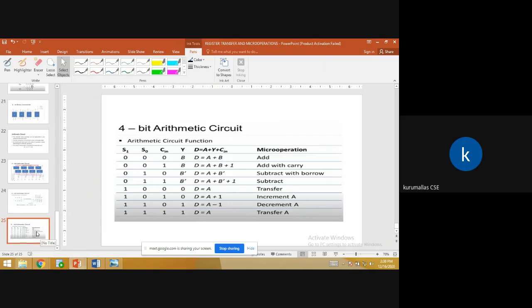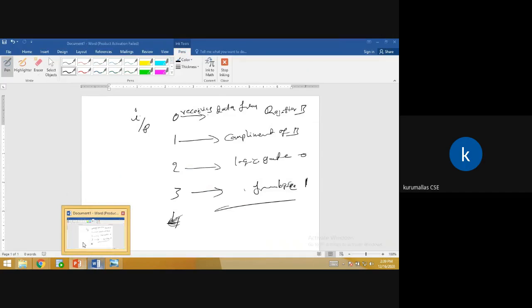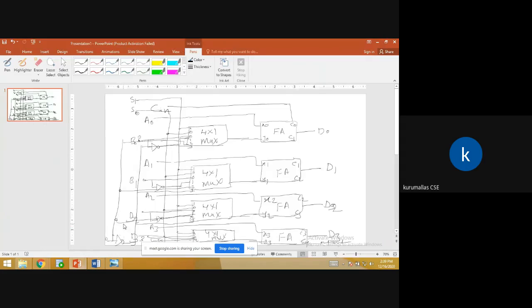So how is it? See, the selection lines are here. D equal to what? A, we are already taking. We are giving input A plus, and what is the input B? B we are giving. So Y means what? What is the formula? Here D equal to A plus Y plus C in. C in, okay.